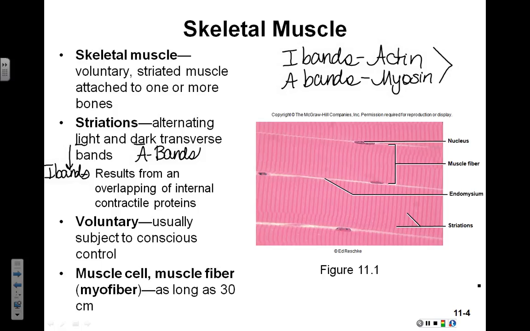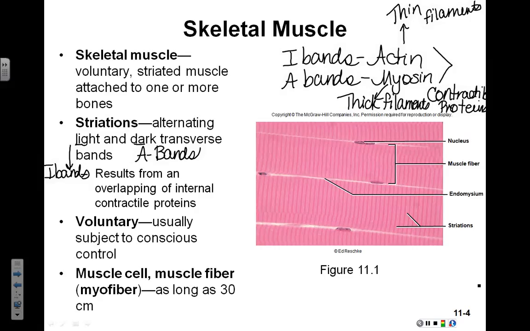Now, these two are your contractile proteins, because one is light, one is dark. We're on page 405 of the textbook, figure 11.3. You'll see the purple one, which is dark, that's going to be your myosin. The orange one, which is a little bit lighter in color, is going to be your actin. Actin is also called thin filaments. So they have a lot of names. Myosin are thick filaments. If you look at that picture in your textbook, you can see that one is a little bit thicker than the other.